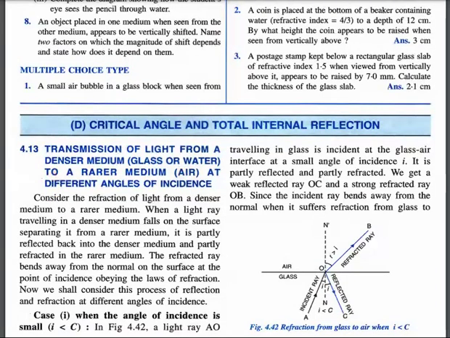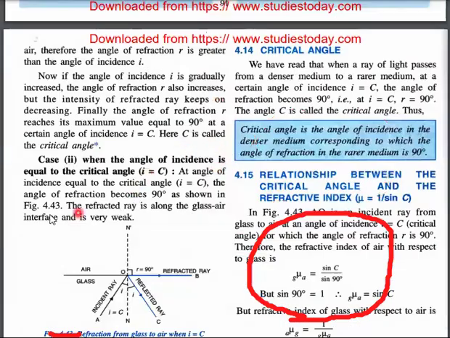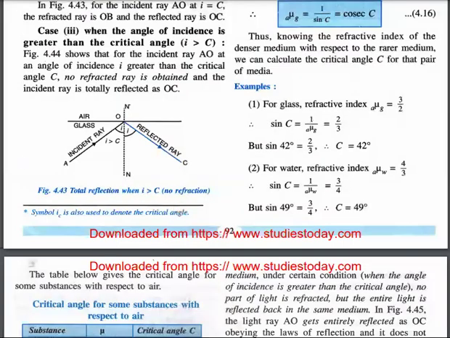This part is an interesting part. Okay, here what you gotta do is simple: critical angle and total internal reflection. So when I is smaller than C, this is what happens. You just have to go through the diagrams and that's it. And when I is equal to C, this happens, and when I is greater than C, then this happens.